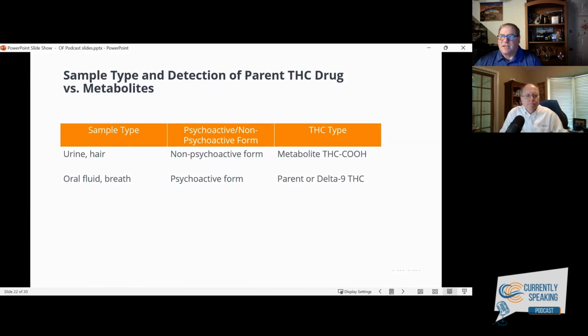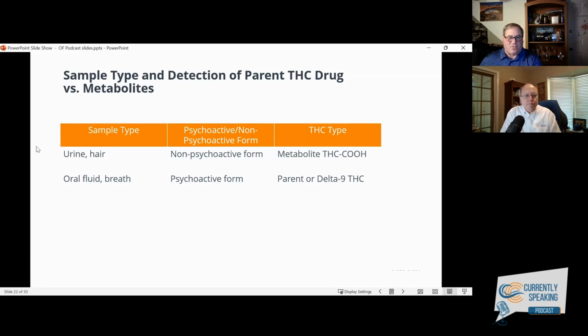On this screen, you'll see a further breakdown of what I was talking about with regard to the sample type. So with urine and hair, you really are looking at a sample type that is detecting the non-psychoactive form of the drug because they're the metabolites of THC. That's that THC-COOH you see on the screen. That's the carboxylic acid form of THC. It's the form that the body has processed and it's ended up in the urine.